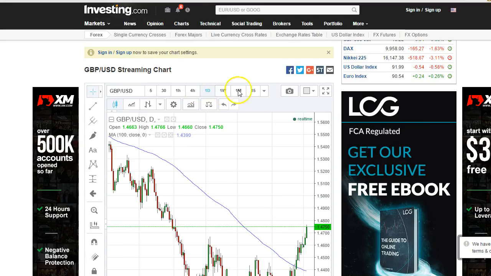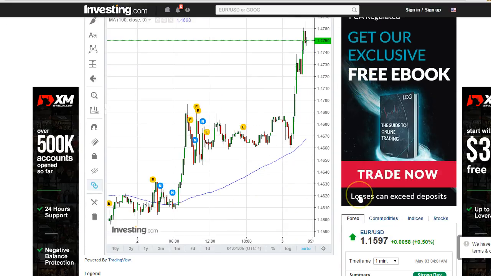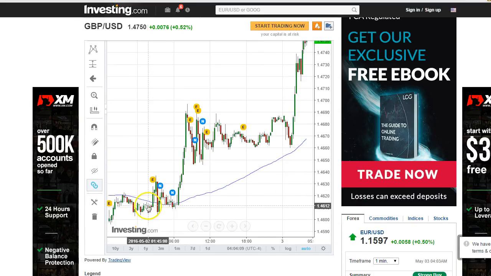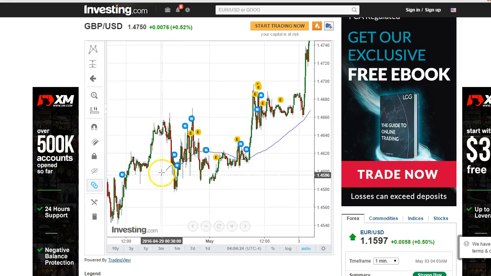So if I went to a 15-minute chart, for example, and kept the moving average, now this is not going to be 100 days of average, but 100 periods. So 15-minute periods times 100. Okay, so that's 1,500 minutes. So you can see that there's a lot more chop up and down, above and below that moving average.